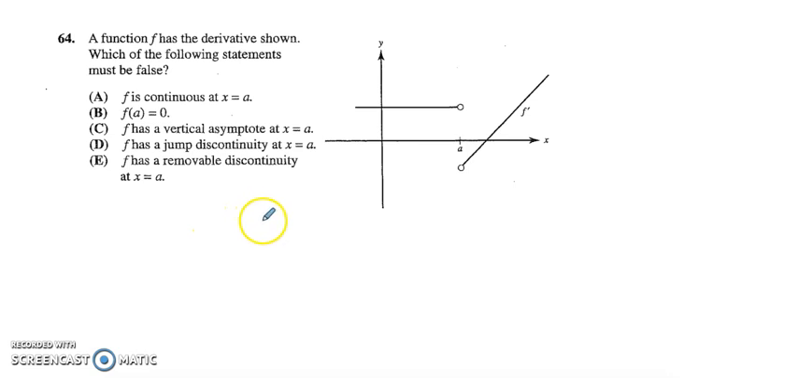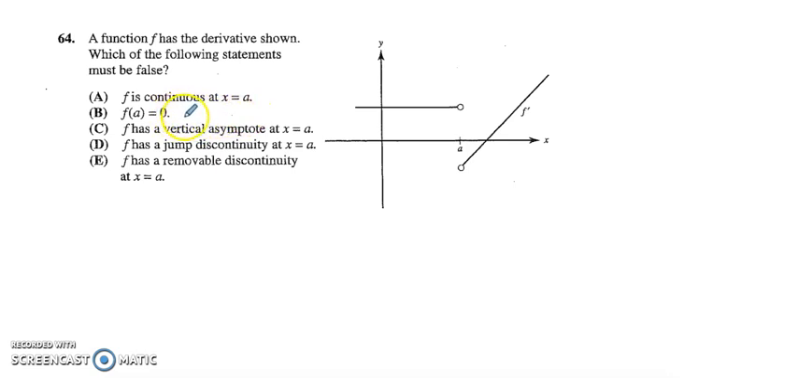64. This is a function f prime. Again, we're dealing with some questions about the function f. Now, f is continuous at x equals a. We have no idea whether f is continuous. We know f is not differentiable at x equals a, but we don't know if it's continuous. So we're not sure if this is false or not.